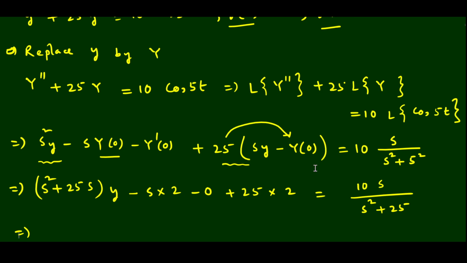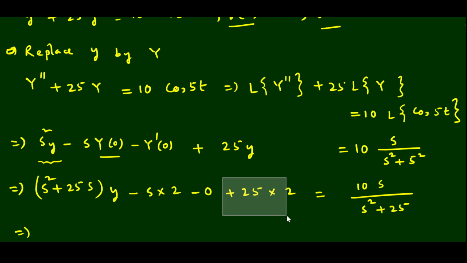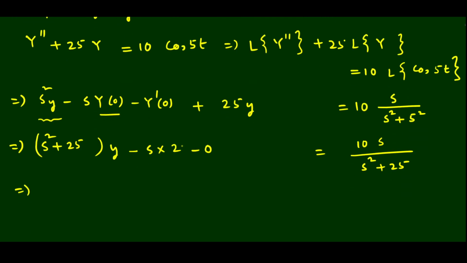So this last term will be only 25y. Only 25y. So if it is 25y, here you will have nothing, and here it will not come. So s square plus 25. Whatever we have taken, that will also come then, but the calculation will be very, very big.